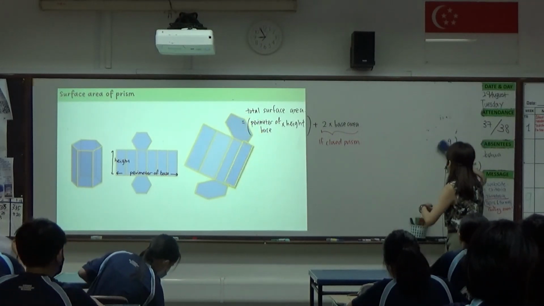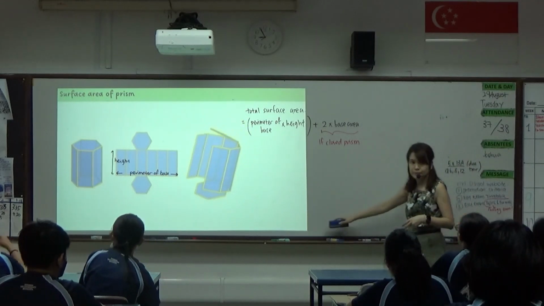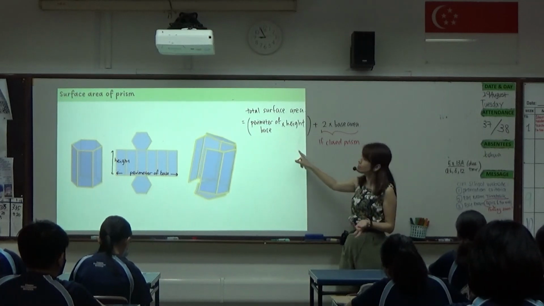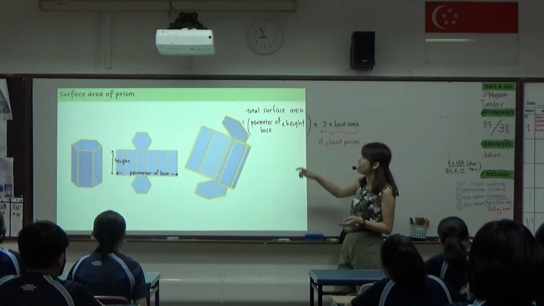So even for cuboids or cubes, cube usually we don't do this, but for a cuboid, to save the hassle, you could also consider the perimeter of base times height.